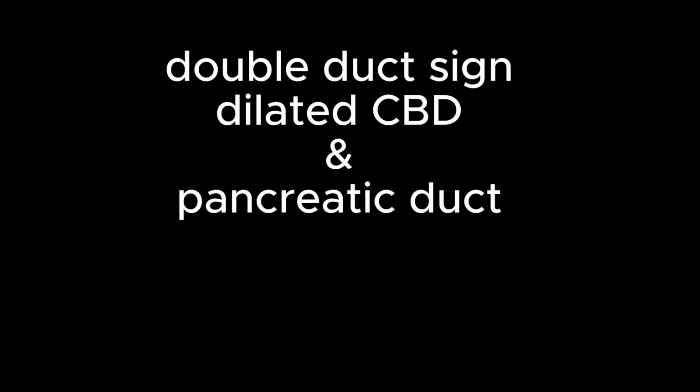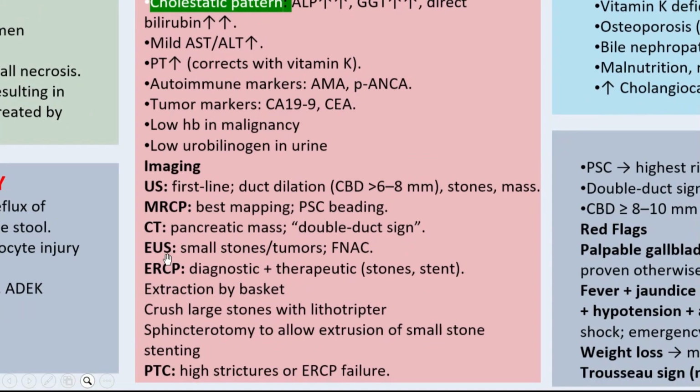Then we can do endoscopic ultrasound, where we can see the small stones and tumors. We can do ERCP, and this one is both diagnostic and therapeutic, because we can see the stones, or if possible, we can do the intervention immediately. Sometimes we do extraction of the stone with a basket. We can crush the large stone with a lithotripter. We can do sphincterotomy of the sphincter of Oddi to allow things to pass through.